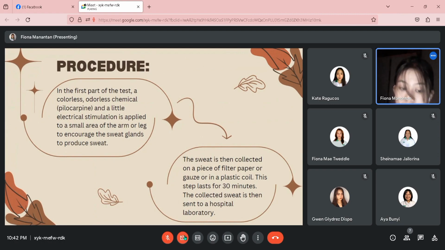Then the sweat is collected on a piece of filter paper or gauze or in a plastic coil. This step lasts for 30 minutes, and the collected sweat is then sent to a hospital laboratory to measure how much chloride is in the sweat, usually later the same day. The sweat test usually takes about an hour, but it may take longer.